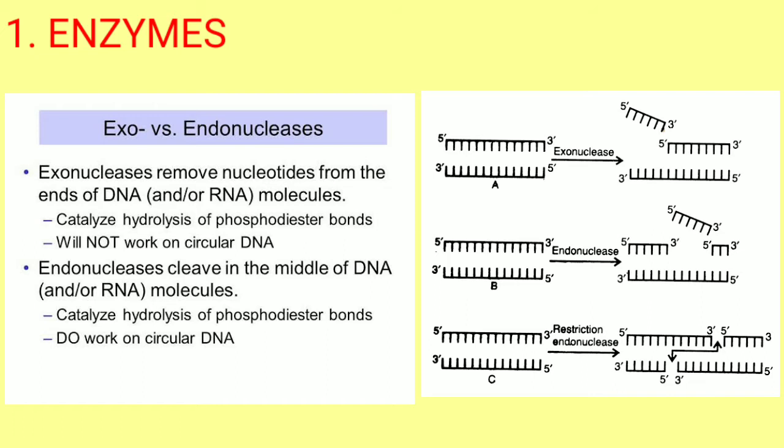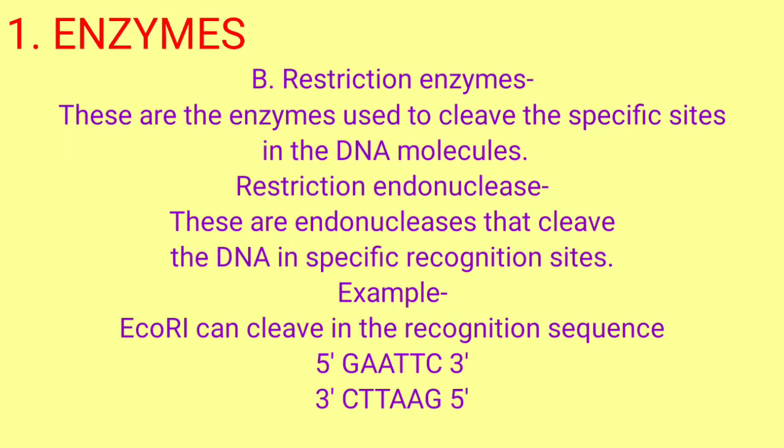Now here in genetic engineering, a special type of endonuclease is used, that is restriction endonuclease. It is called restriction endonuclease because these enzymes cut the DNA duplex, that is the double-stranded DNA, at a specific point. So they always have a specific point, and these specific points are called the recognition sequences. These recognition sequences are the sites where the restriction endonuclease cuts DNA.